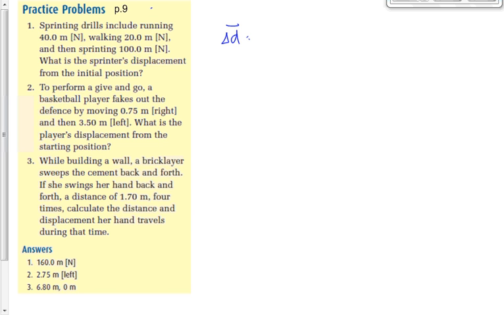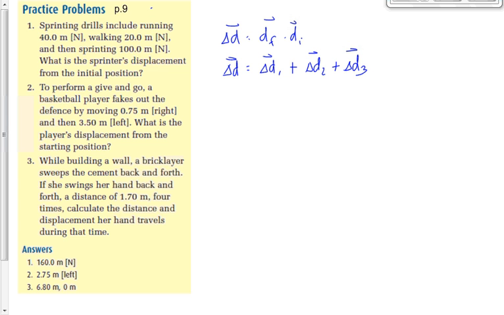Displacement is final position minus the initial position. If we have where the object is versus where the object was, then we're going to subtract them. If we already have displacements, in other words, we already have movements, then we're not going to subtract them, we're going to add them. Okay, we don't want to subtract 40 from 20 or 20 from 40 here. In this case, we're going to say delta D, the displacement, is equal to the first displacement, 40 meters, plus the second displacement, plus the third displacement.